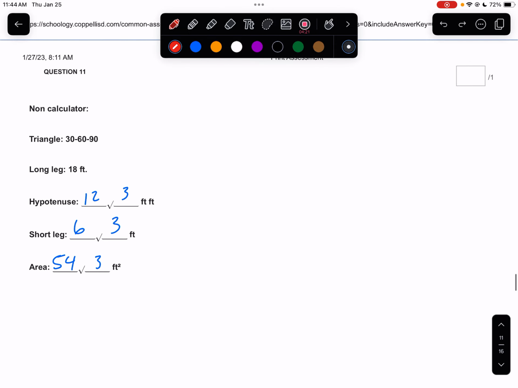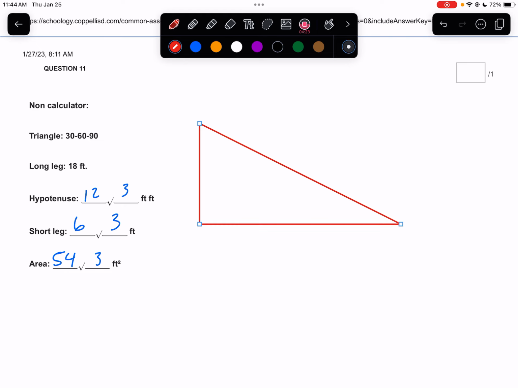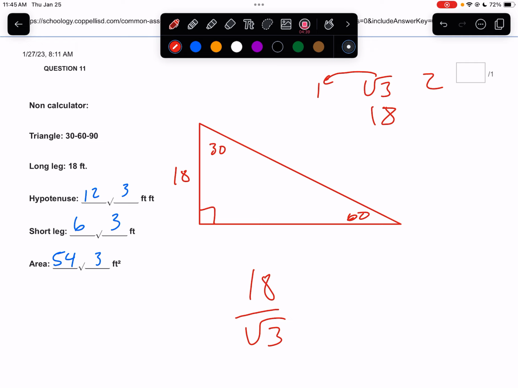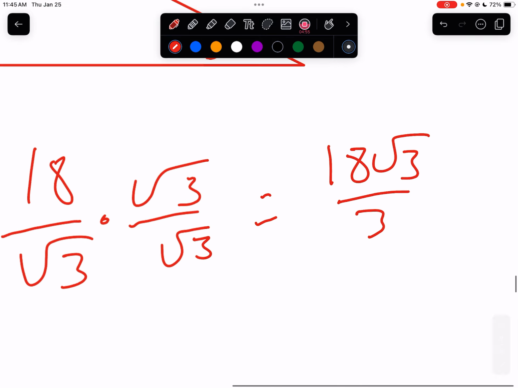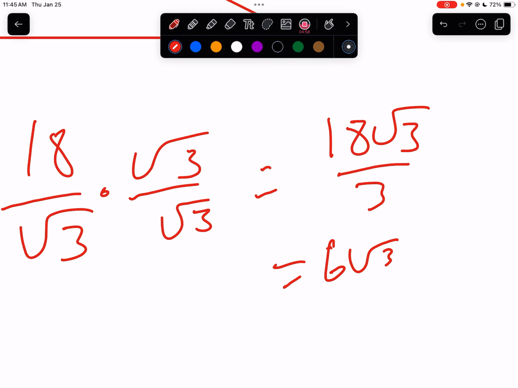All right. 30, 60, 90 triangle. Let's get it. So we got 30, 60, and 90. The long leg is 18. So 1, root 3, 2. This is 18. How do you go backwards? You take the long leg and divide by root 3. Or, like I've showed you a few times, it's something times root 3 equals 18. So you need to divide the root 3 off. And remember, you got to clean that up. That's going to be 18 root 3 over 3. But wait, what is 18 divided by 3? It is 6 root 3.